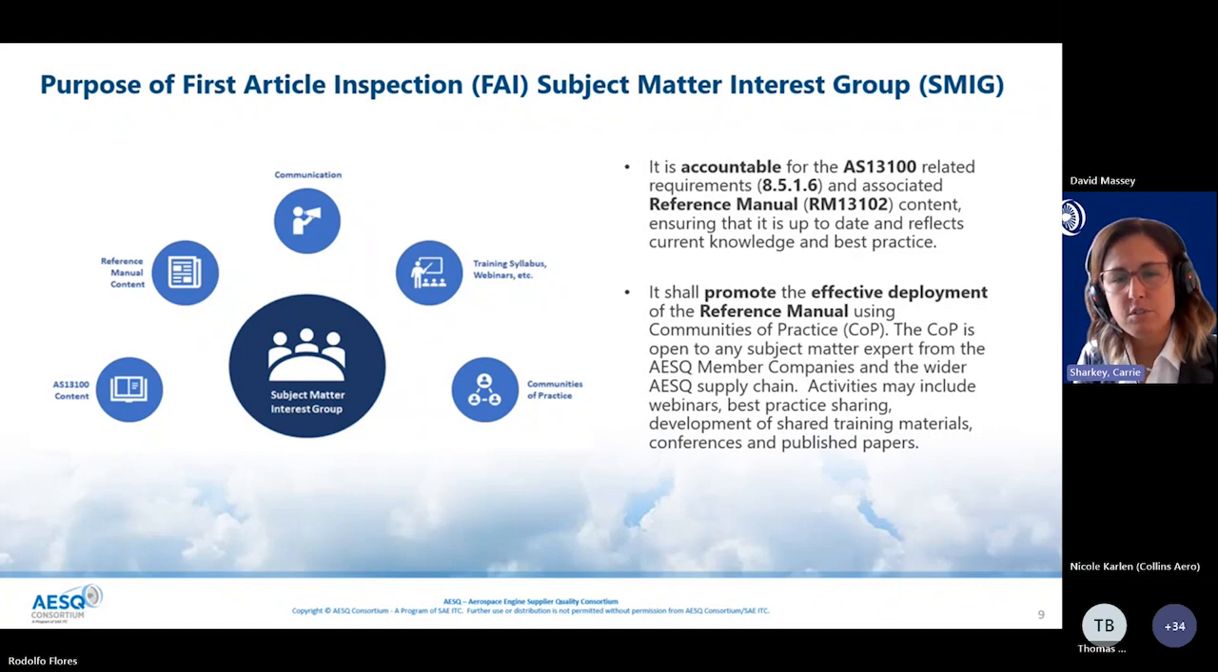The AS9102 team has done a great job putting out some additional guidance for that Rev C, which has definitely helped at least our company. So that's the idea of the subject matter interest group, if you're not familiar with us. That is our role to play in all of this. AS 13100, our first article inspection section of 8516, and also this reference manual are our responsibility. Those two things are what we are focused on as a SMIG team.